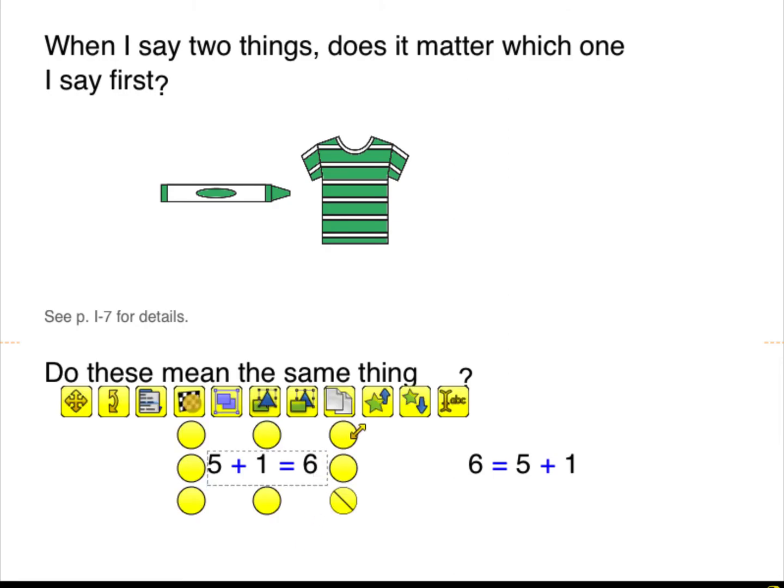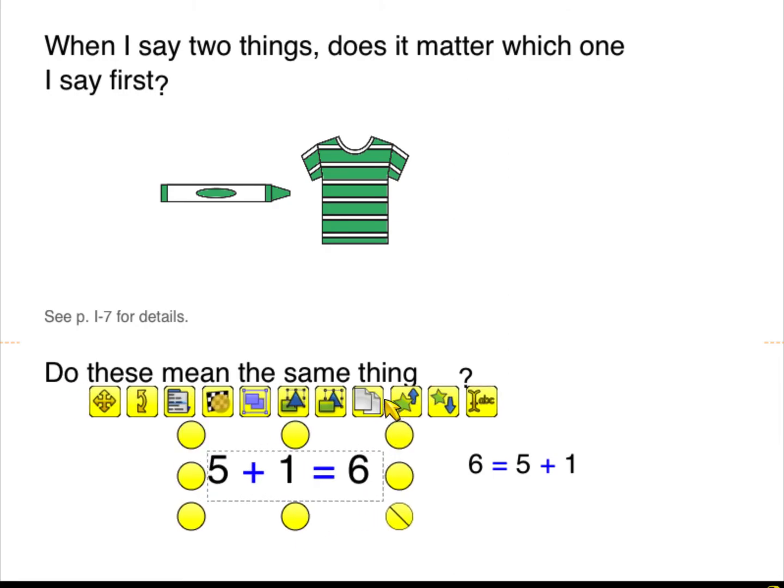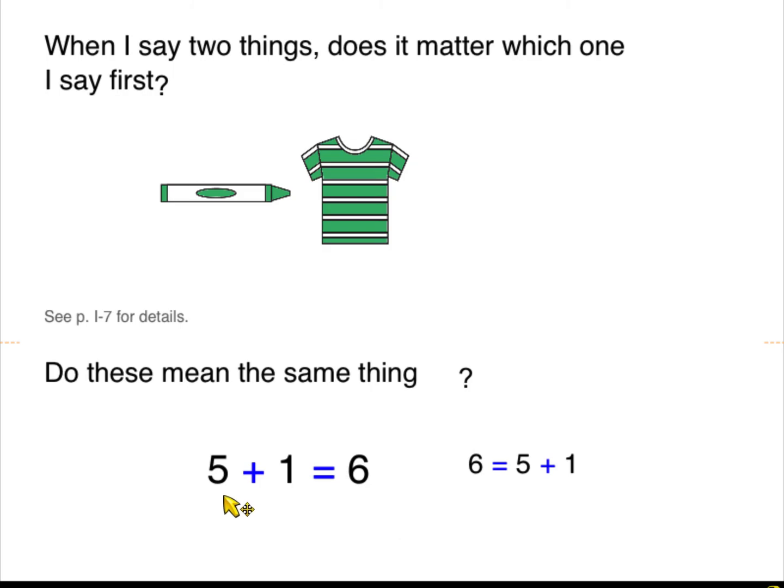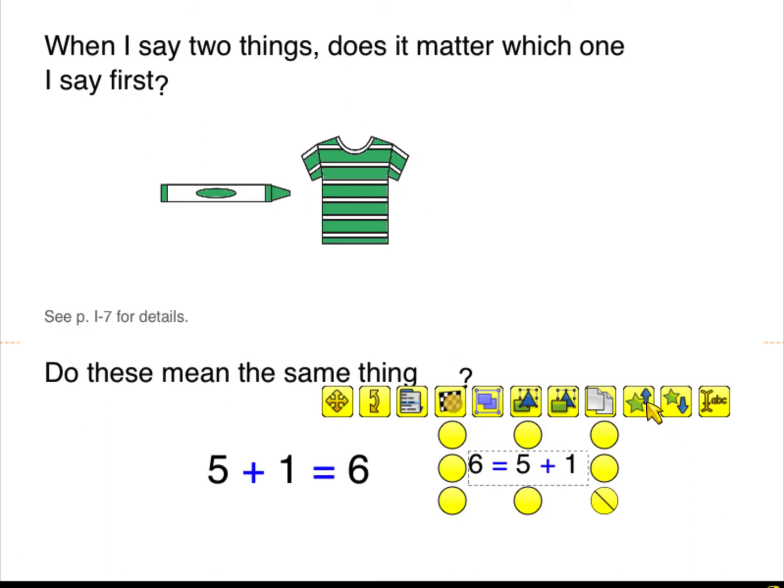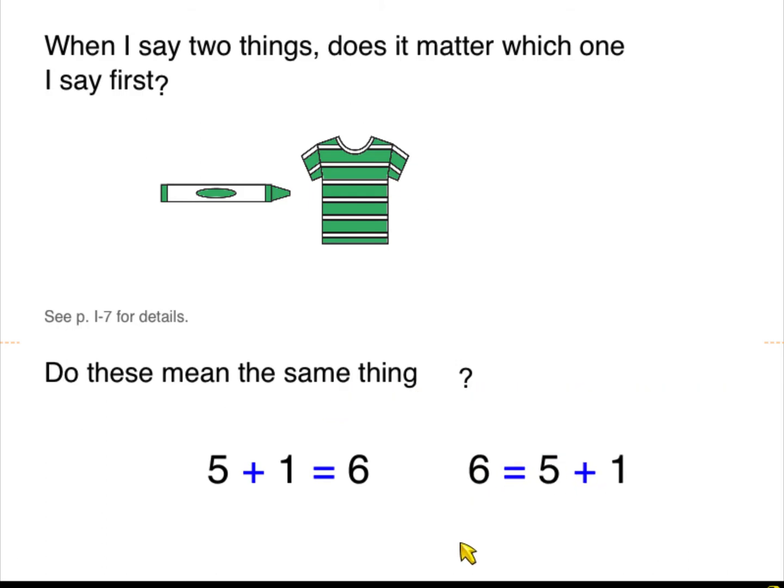It kind of is the same thing in math. But you are used to saying this: 5 plus 1 equals 6. But you can say it this way too: 6 equals 5 plus 1. Because the equal sign just means whatever is on one side is the same as what is on the other side. So 5 plus 1 is the same as 6. Or 6 is the same as 5 plus 1.